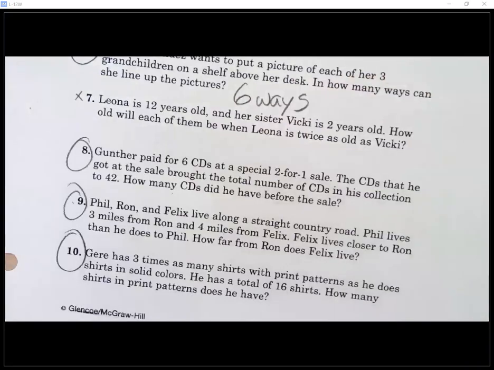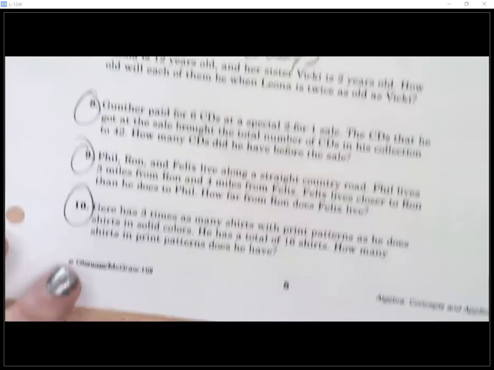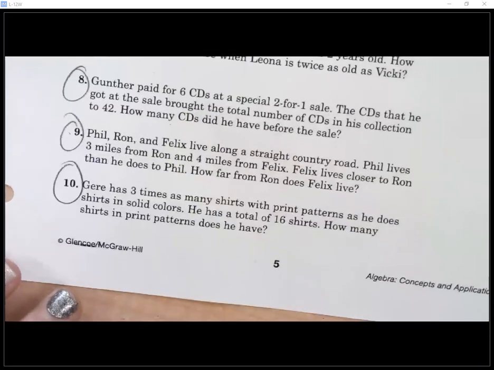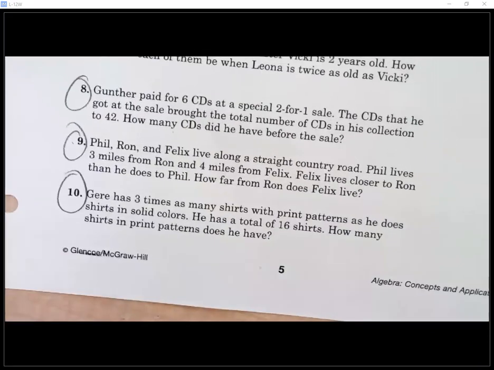Okay, we're going to jump to number 8. We used to buy CDs back in the day. Gunther paid for 6 CDs at a special 2-for-1 sale. The CDs that he got at the sale brought the total number of CDs in his collection to 42. How many CDs did he have before the sale?